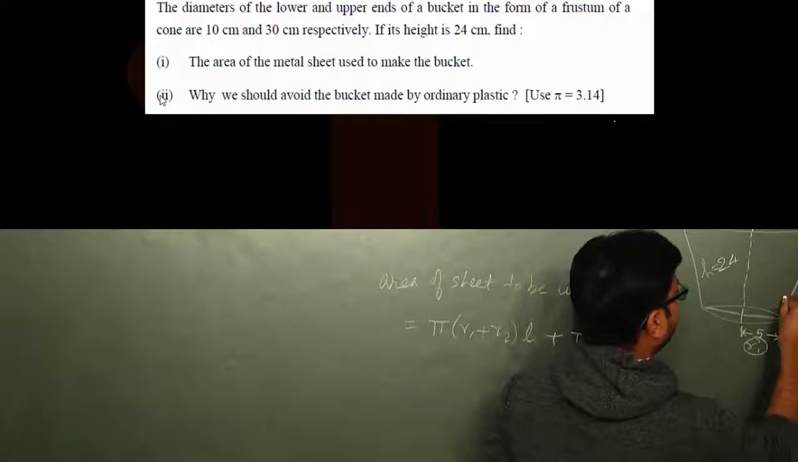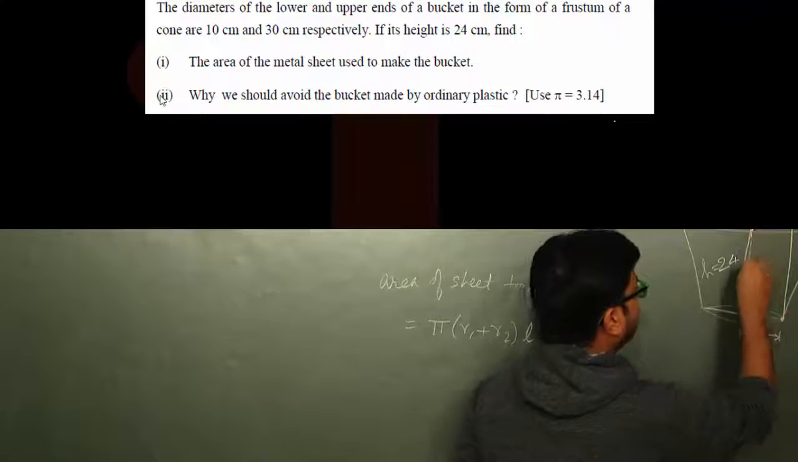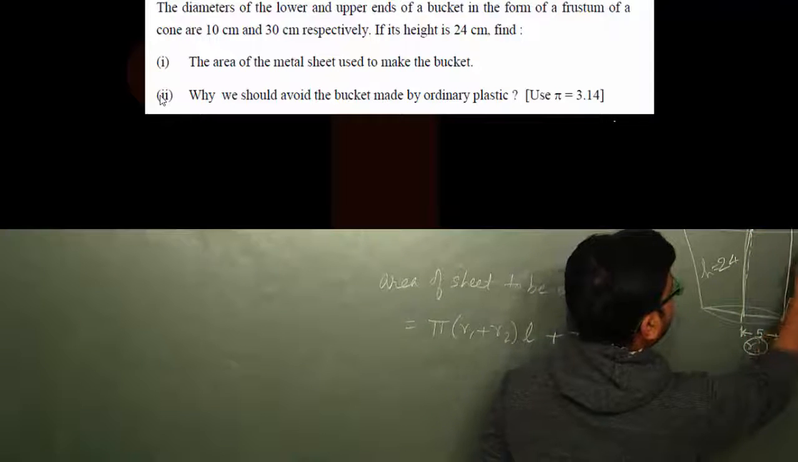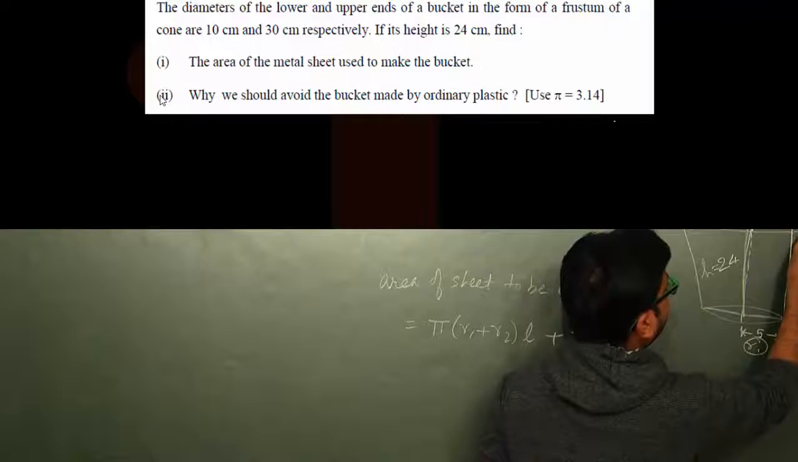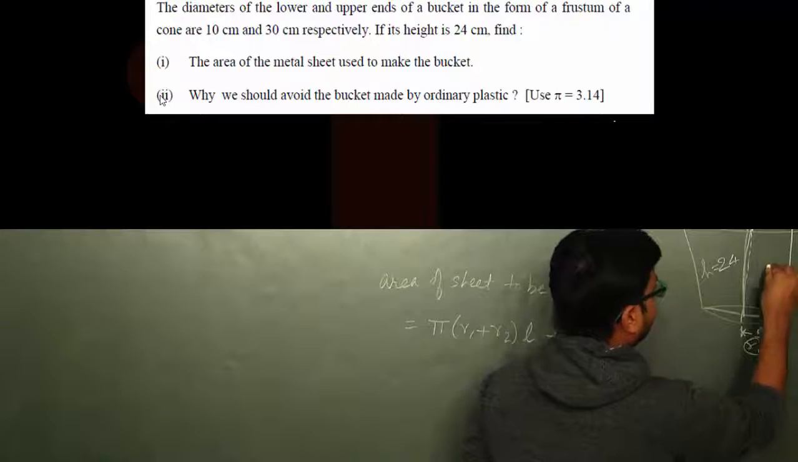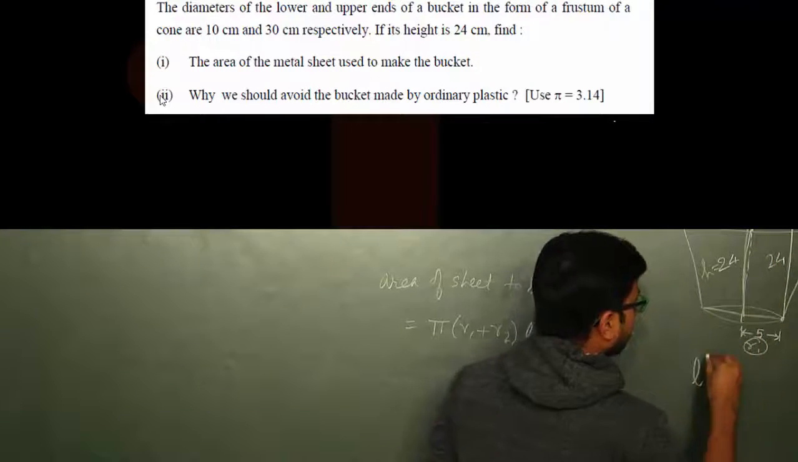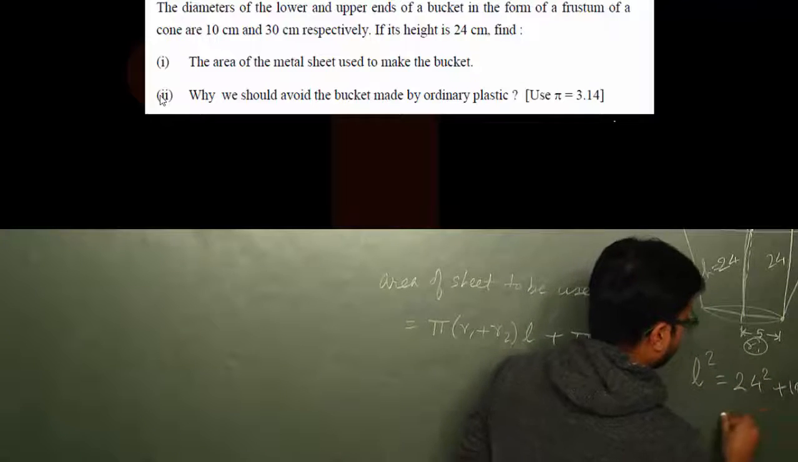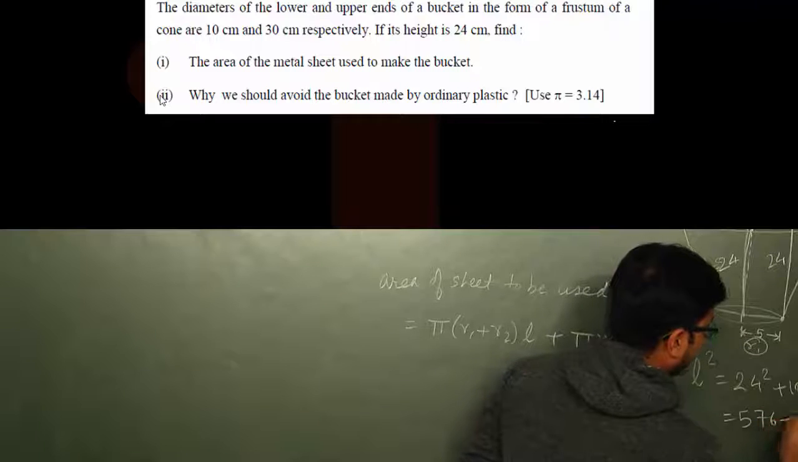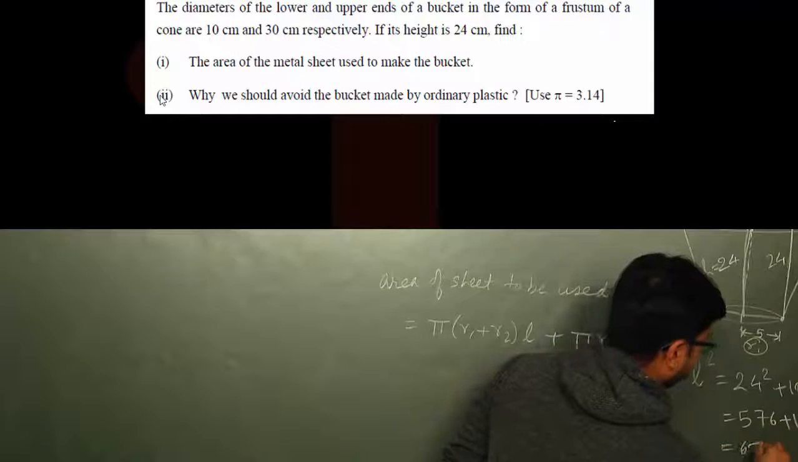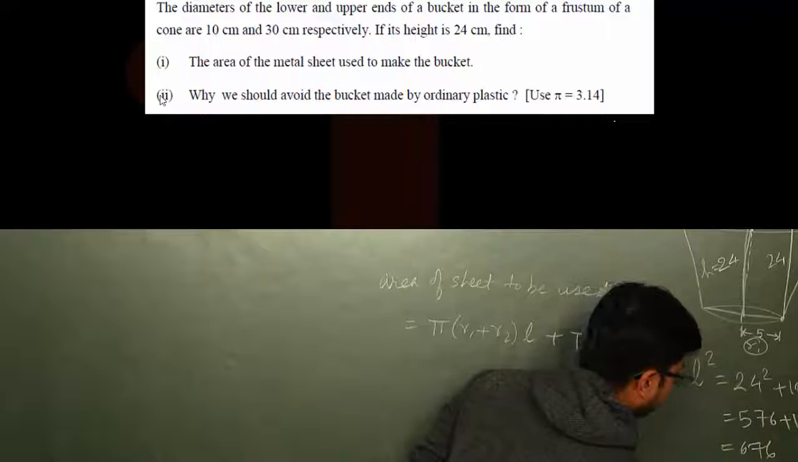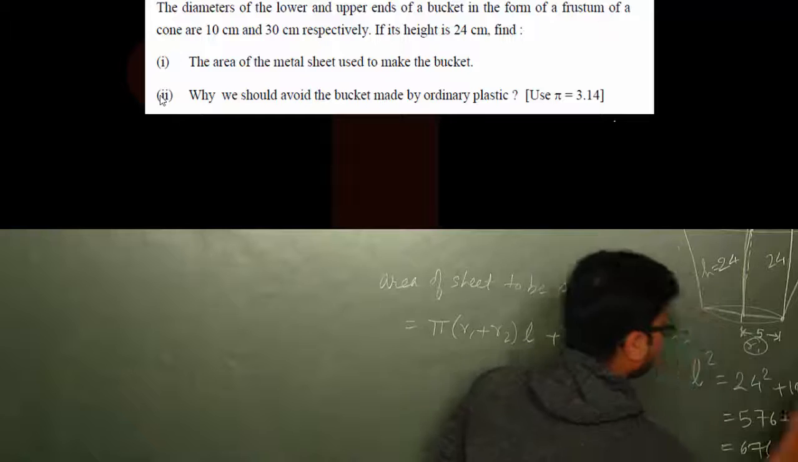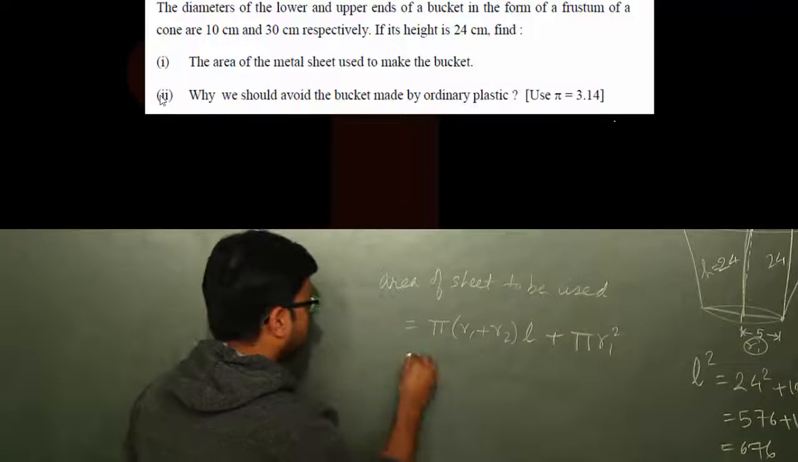How do we find out L? From this point, if you draw a line parallel to this height, this is going to be 5, right? So the remaining thing is going to be 15 minus 5, which is 10. The height is 24. So L square will be equal to 24 square plus 10 square, which is 576 plus 100, which is 676. Therefore, L is square root of 676, which is 26 centimeters. So the slant height is 26 centimeters.